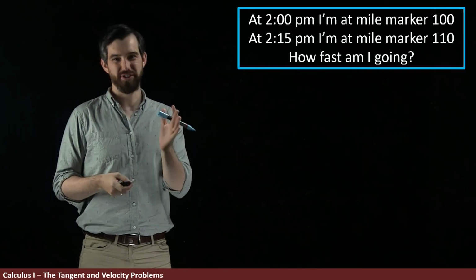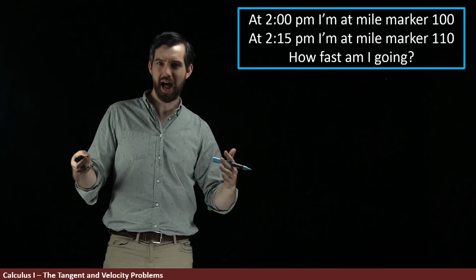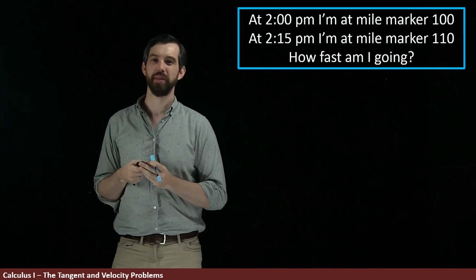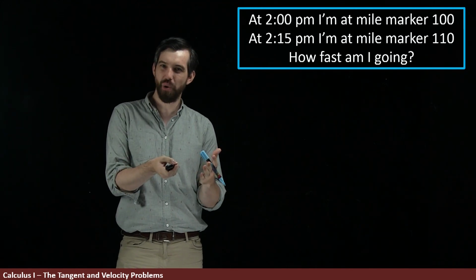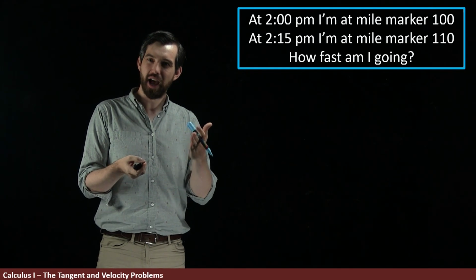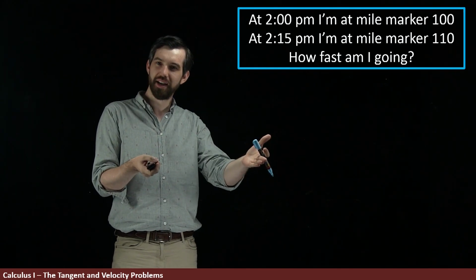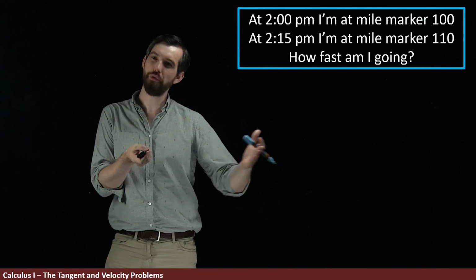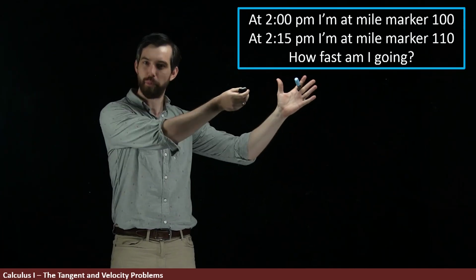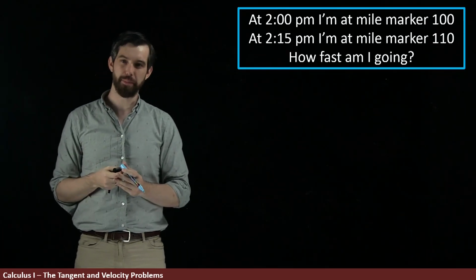But the real question is, what do I mean by how fast am I going? Am I asking how fast am I going at 2 o'clock? Am I asking how fast am I going at 2:15? Am I asking how fast I'm going over this interval? We have to be more precise about what it is that we're asking.